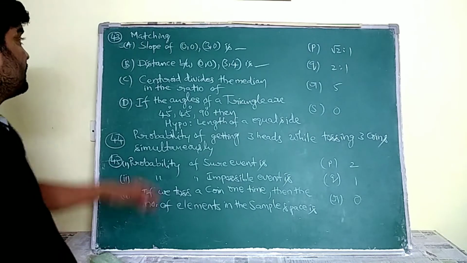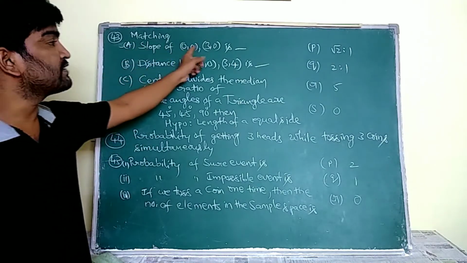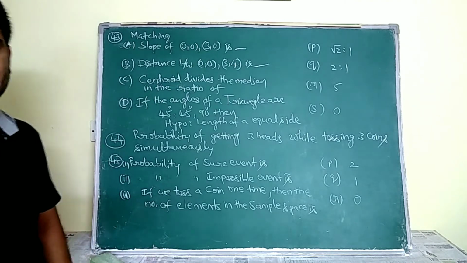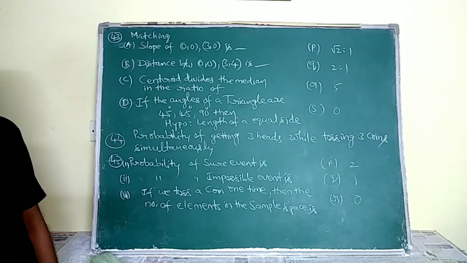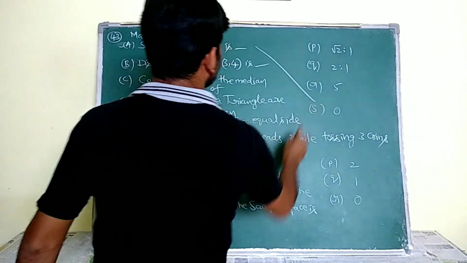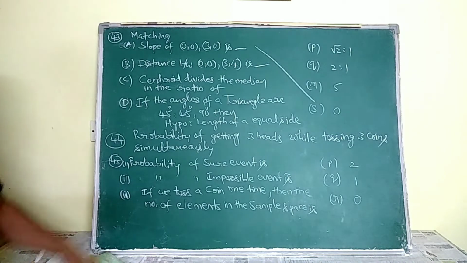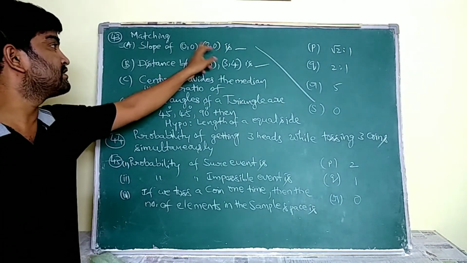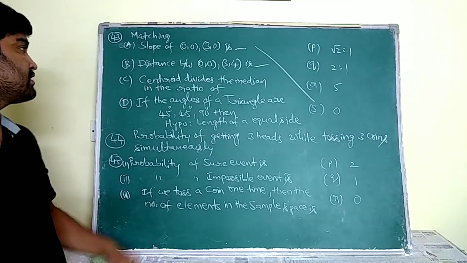See, the slope of these 2 points. So see, these 2 points are on the x-axis. It's very clear to us. So simply we are going to say the slope of the x-axis is 0. Directly you may match it with S. Else you have to find the slope by using the formula y2 minus y1 by x2 minus x1. 0 by 3, that is equal to 0.